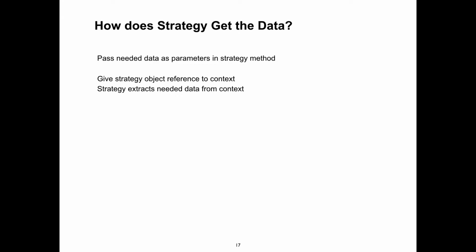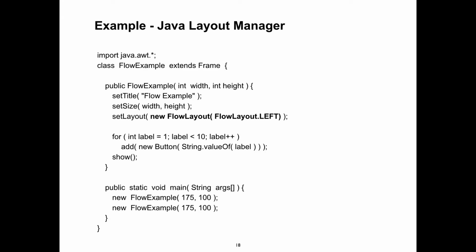So, some examples where the strategy pattern is used. Another example is in Java Swing. When you have a GUI interface, they give you different ways to lay out the elements on the screen. And they call them layouts, right? And there's different types of layouts.